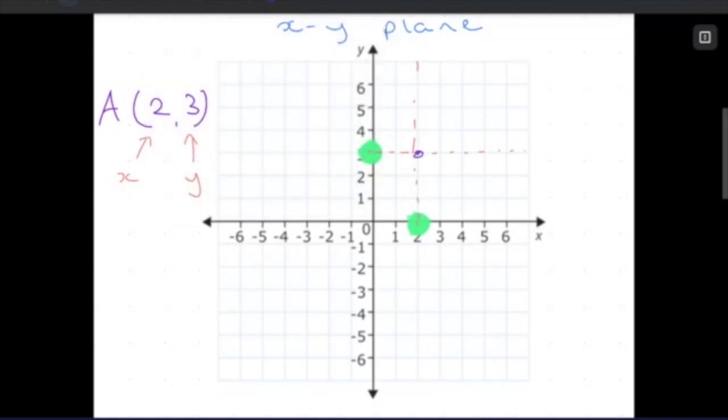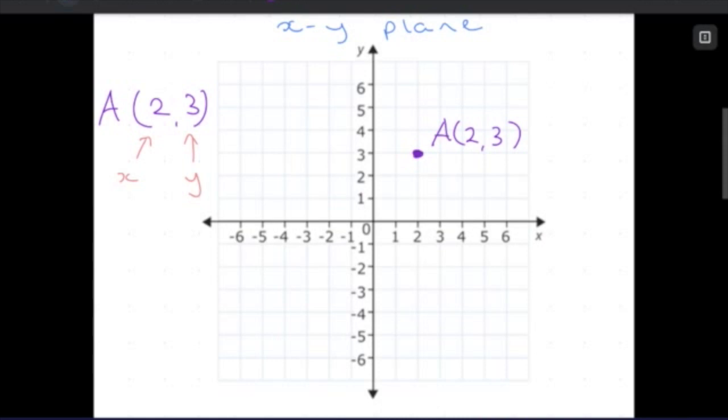And these meet exactly here. And you can see, once I rub out all of this extra stuff, this was just a tool to help you visualize how we find this. But the point I've plotted satisfies both of these conditions. I've gone 2 in the x direction, up positive 3 in the y direction. Therefore, my point has been plotted correctly. That is my A.